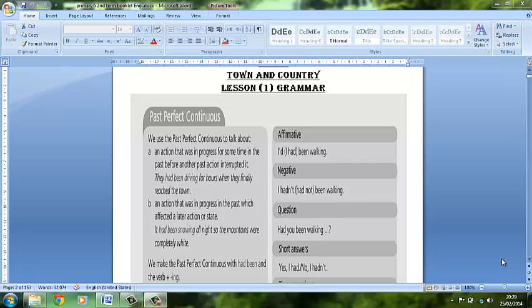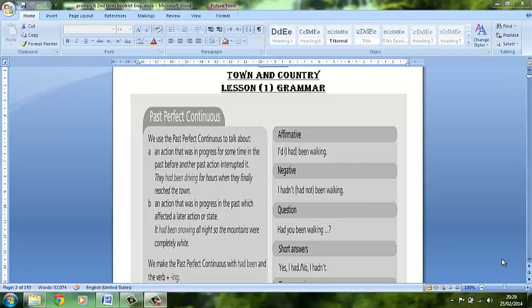In this session we are going to revise the past perfect continuous and the past perfect by applying them, and we are going to answer the grammar booklet. So I want you all to bring your booklets with you. I'm waiting for you. Please bring your booklets.